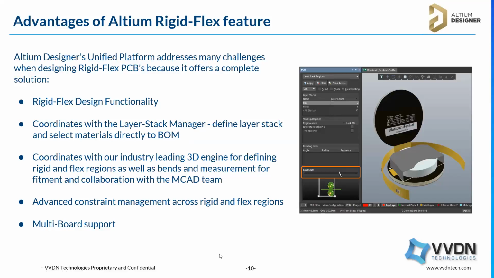We can see both rigid and flex, folded, bends and measurements, everything we can do, and we can collaborate with the MCAD team. Mechanical support is also there, so we can see both. Then advanced constraint management is there. For rigid and flex we can define different kinds of design rules and constraints. And multi-board support is there, so two boards can easily be connected with connectors. Those kinds of advantages are there.